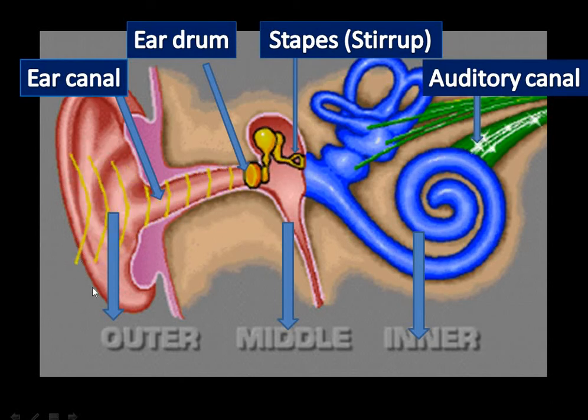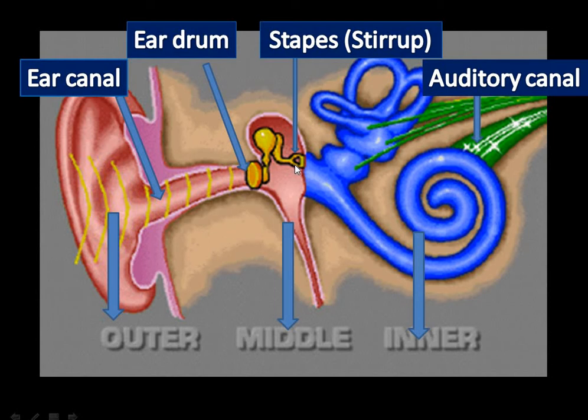From the external ear, the outer ear, the sound goes inside through the ear canal. This section is the ear canal. The eardrum starts vibrating. Now the middle section has started. And then the first bone, second bone, third bone.